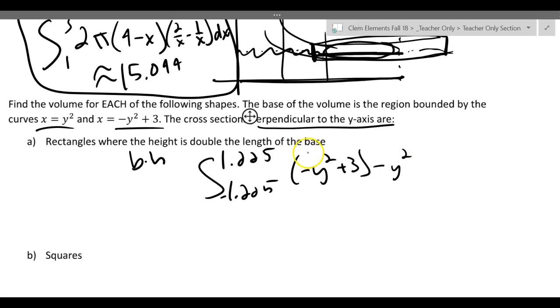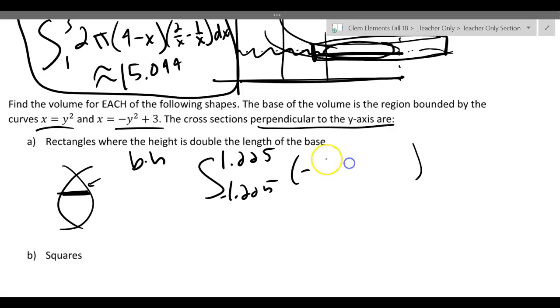So that is the base of one slice. It kind of looks like this, right? So like one slice right here, its base, that distance is negative y squared plus 3 minus y squared. And we can just make that minus 2y squared plus 3. Now if it were a square area, we would just, oh, I guess that's the next problem. We'll do that in a second.